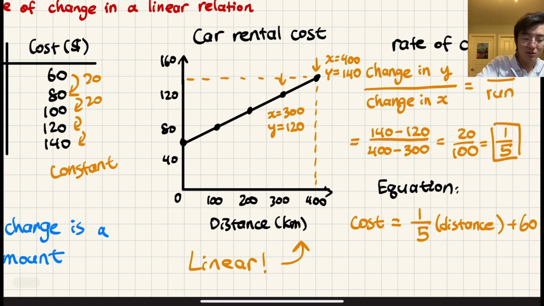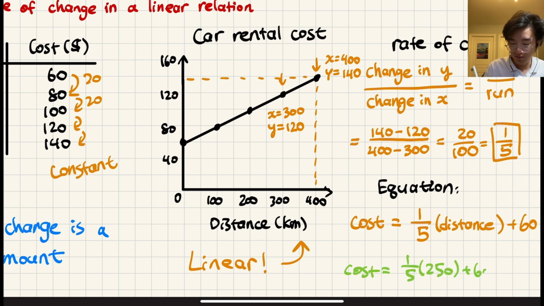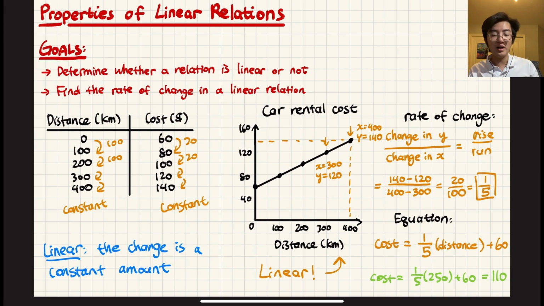So what we can do is plug in the distance. The cost is 1/5 of 250 plus 60, right? And if we do that, we get $110. So the rate of change is a quick way to tell us how fast the graph is increasing, and the exact value of something.